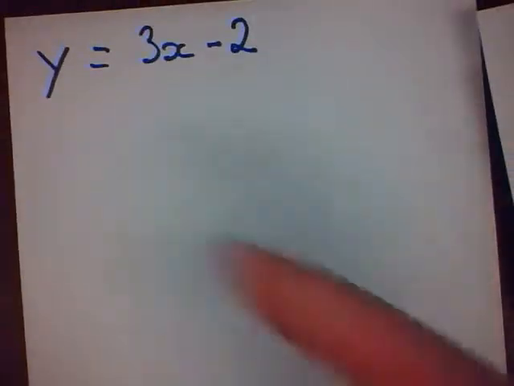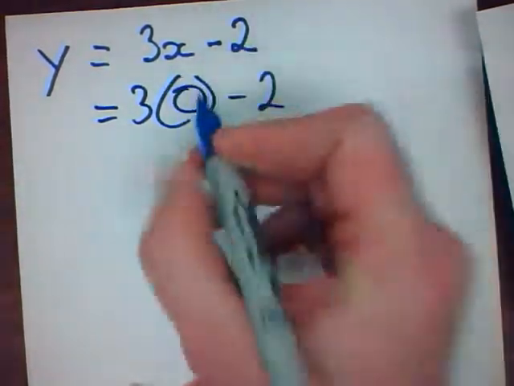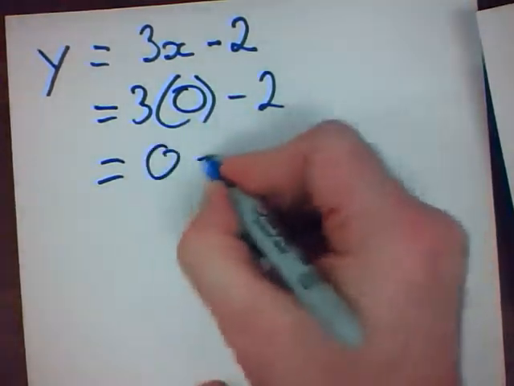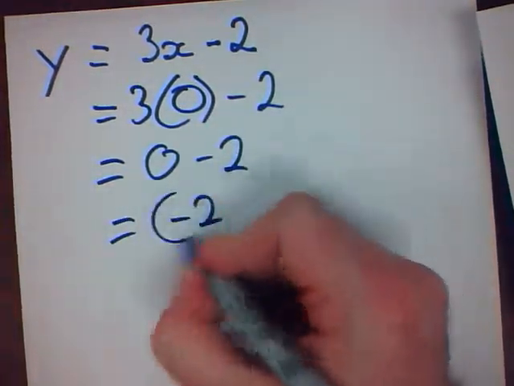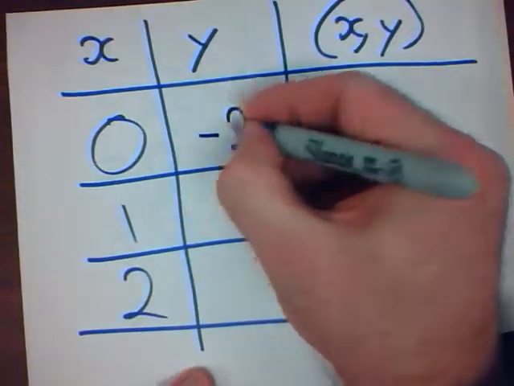I take my equation. I plug in 0 where the x is. 3 times 0 is 0. I end up with a negative 2. So when x is 0, y is negative 2.